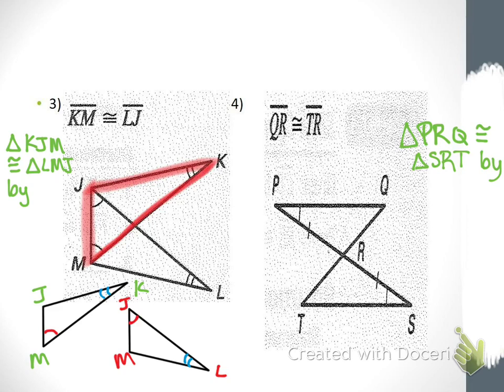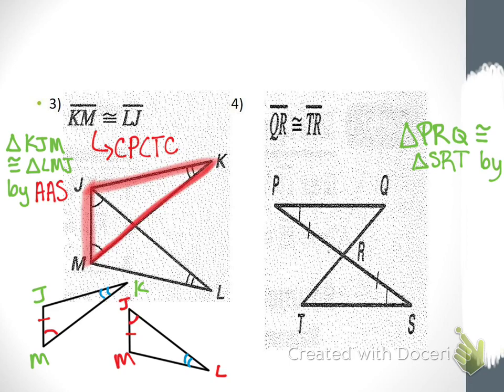Based on what we have marked right now, there is not enough information to say these triangles are congruent. However, what do they have in common? Good. JM is congruent to itself by the reflexive property. And now we could say these triangles are congruent by, good, angle, angle side, or AAS. Because we did that, we can say that KM is congruent to LJ by CPCTC. Questions about number 3?